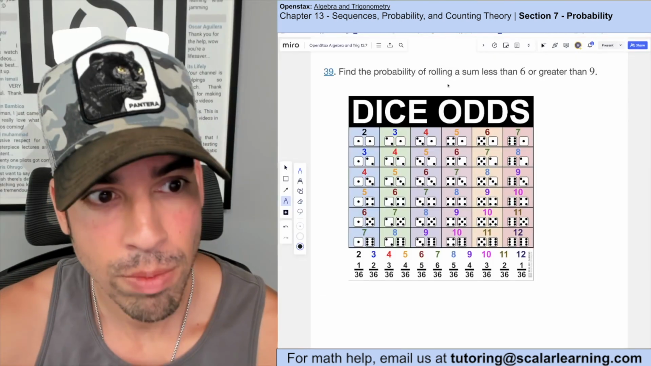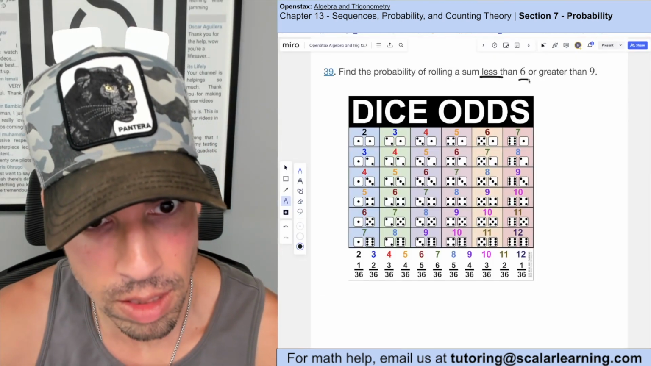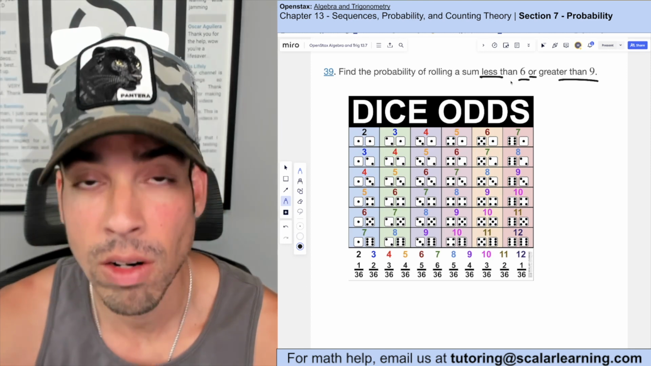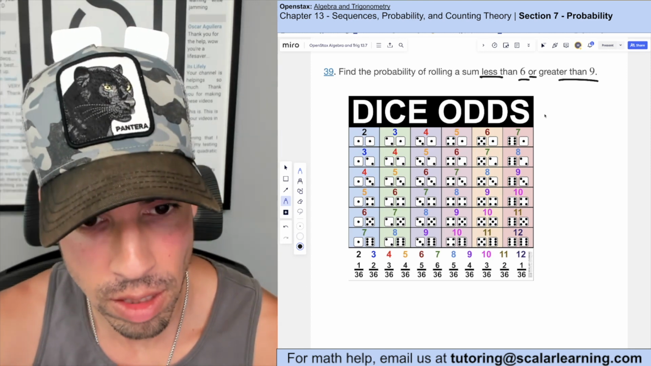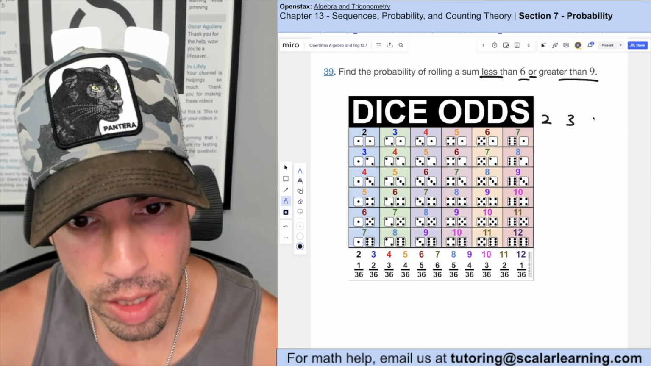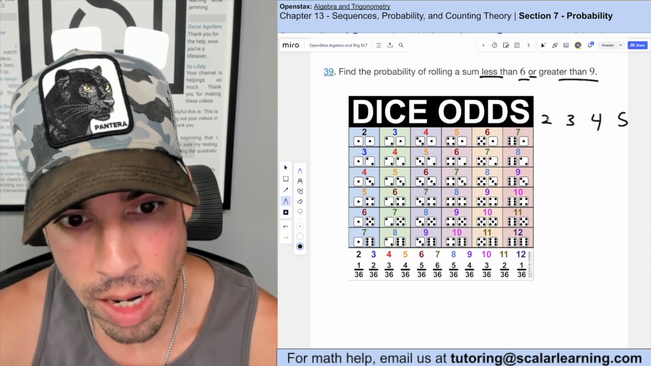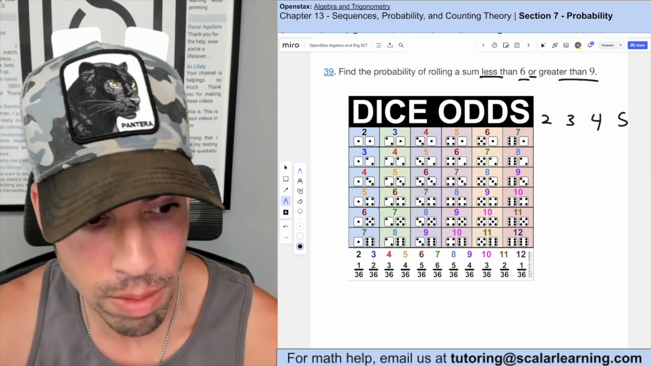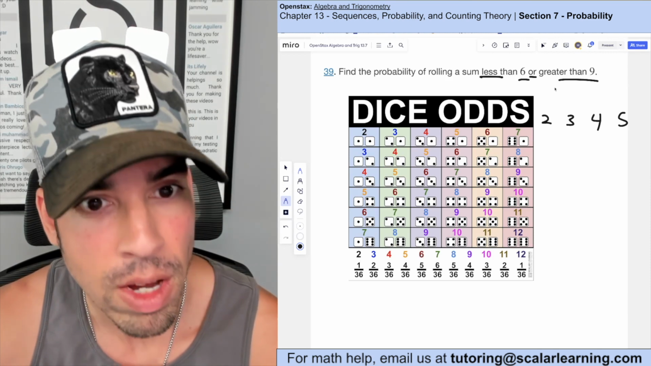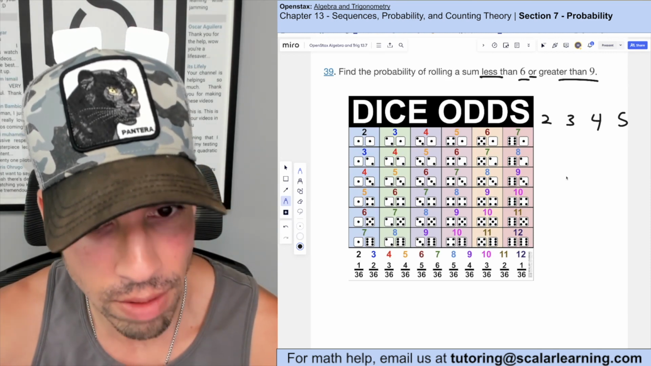Done. Find the probability of rolling a sum less than 6 or greater than 9. All right, so what's less than 6? That would be 2, 3, 4, and 5. Why did I not include 1? Because 1 is not a possibility. We've got 2, 3, 4, and 5. And then greater than 9 would be 10, 11, and 12.